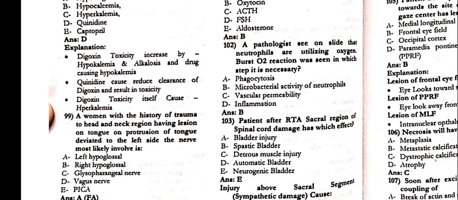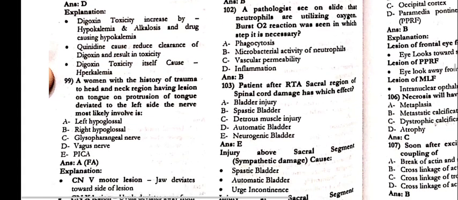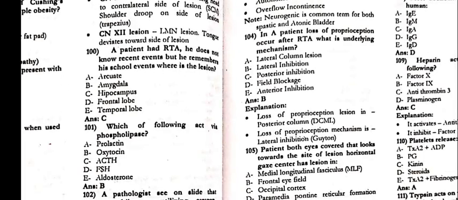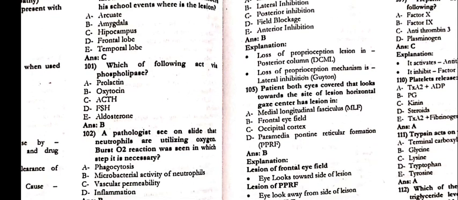Next, 99. A woman with a history of trauma to the head and neck region having a lesion on the tongue, on protrusion the tongue deviated to the left side. The nerve most likely involved would be the left hypoglossal. Next, 100. The patient had RTA. He does not know recent events, but he remembers his school events. Where is the lesion? That is the hippocampus.